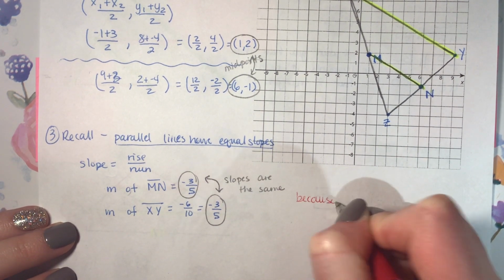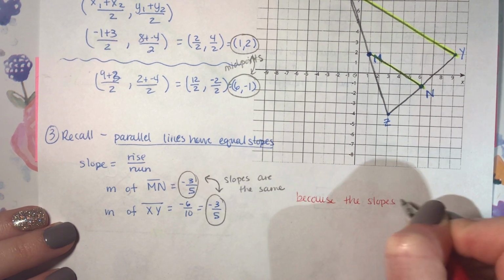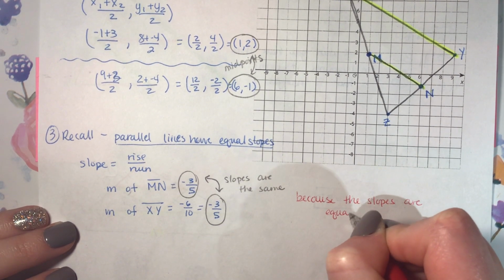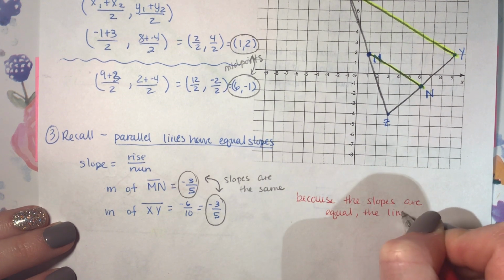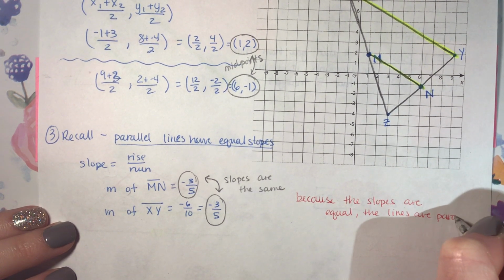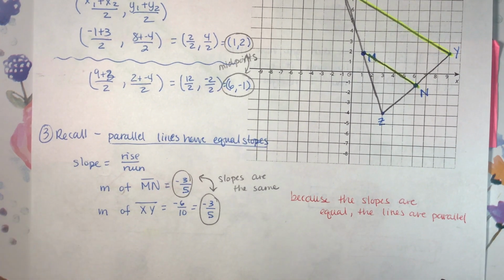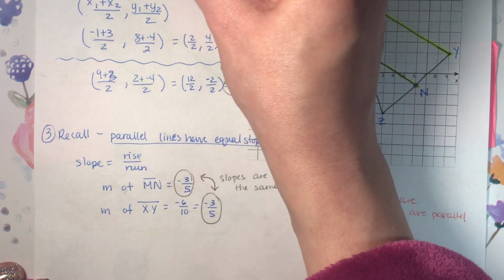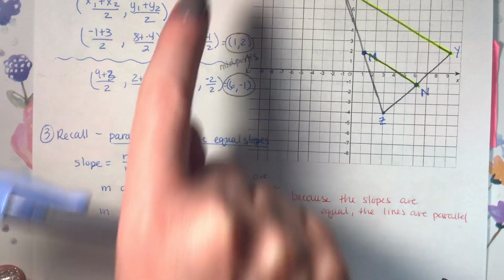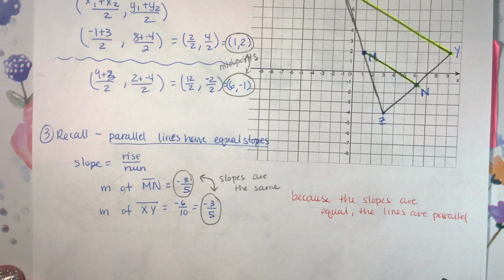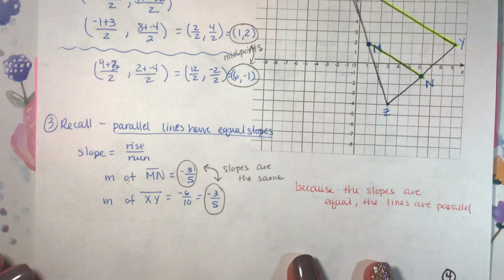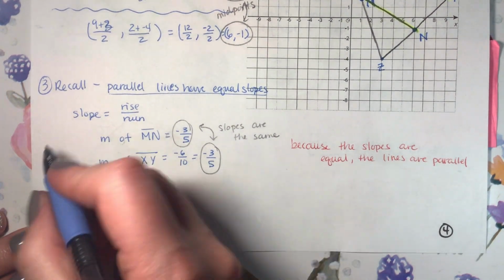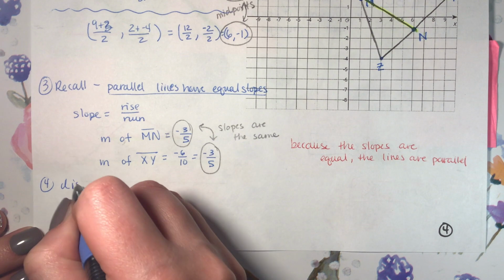So I'm going to write that out. Because the slopes are equal, the lines are parallel. Okay, so we did that part. We have one more step. We also need to show that MN is equal to half of XY. Well, the issue is, to figure out if something is the half of something else, we have to calculate its length. How on earth are we going to calculate its length? We're going to have to use the distance formula.